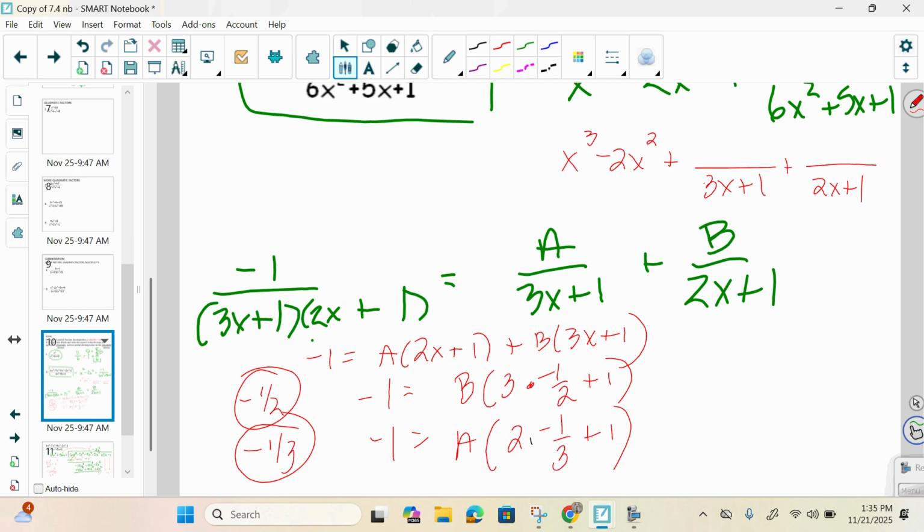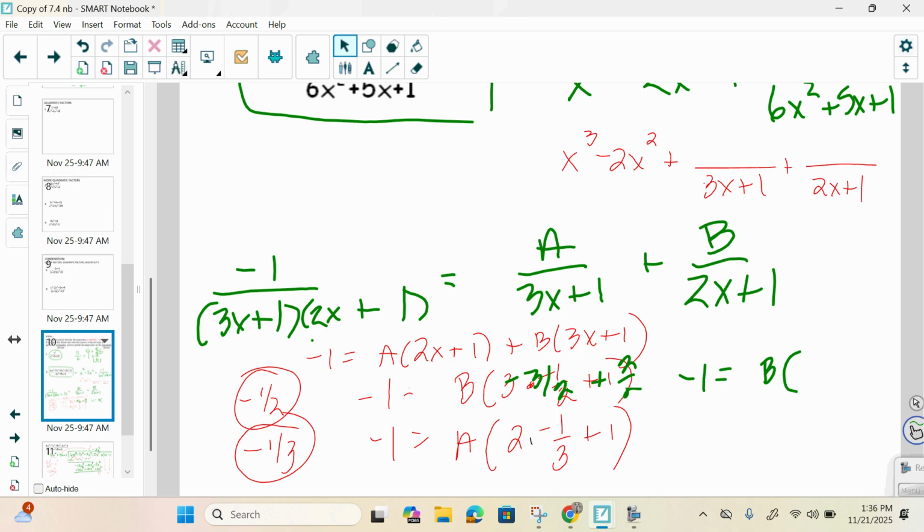Alright, so I'm plugging in negative 1/2. It cancels A. And I plug in negative a half and I get negative 1 equals B. That's negative 3 halves plus 1, which is what? Negative a half. So I multiply each side by negative 2, and B is 2.